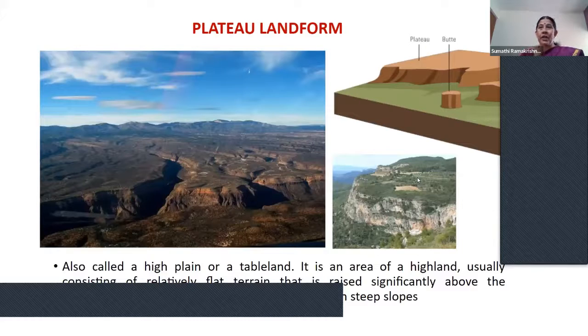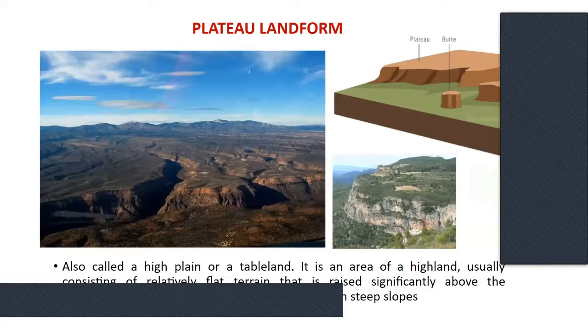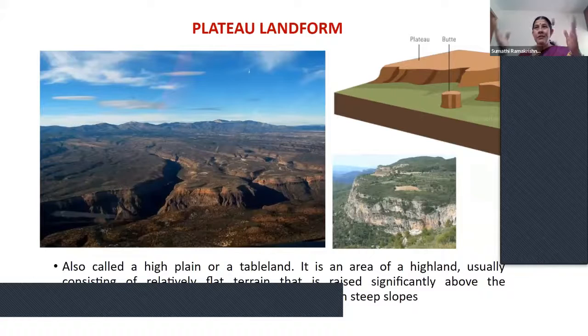Then you can ask the children, which is the most famous plateau in India? Deccan Plateau. Yes, Deccan Plateau. It is in South India. And plateaus are of two types: low plateau and high plateau. Low plateau means it is only slightly above sea level and flat. High plateau means it is very high from the sea level, the altitude or the elevation we talk about, and the surface is flat.